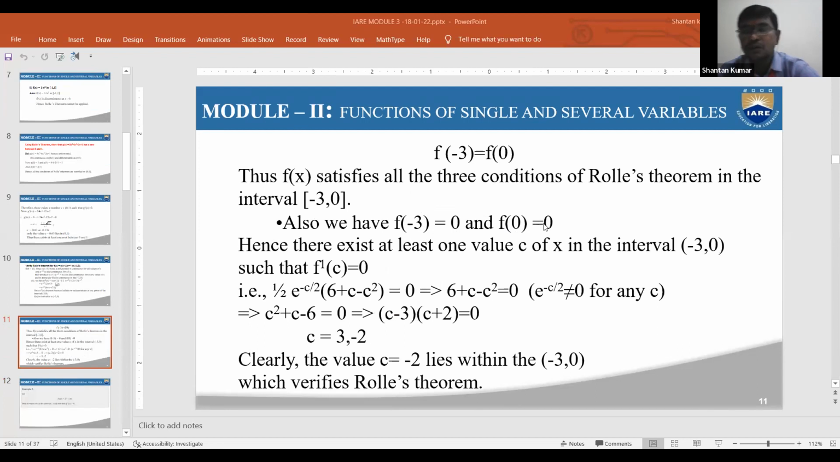That means in this problem, f of x is a continuous function and f of x is a derivable function, and f of a is equal to f of b is also satisfied. Therefore, what is finally required is f dash of c is equal to 0, and with the help of f dash of c equal to 0, you need to find the value of c. After the simplification, you obtain that c values are 3 comma minus 2. Out of 3 comma minus 2, which one lies inside of the given limits?